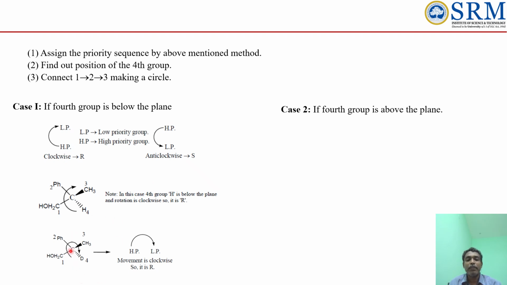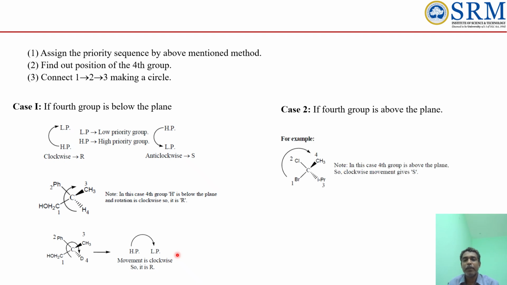For example, in this particular example, this is 1, phenyl 2, methyl 3, D is 4. Correct? So in this case, going from high priority to low priority, your movement is clockwise. So even if you leave the fourth substituent, 1, 2, 3 is clockwise, and you are going to assign this as an R. In this case, the substituent is away from the observer, so that's not a problem. Whatever the assignment comes, clockwise means R, anti-clockwise means S.